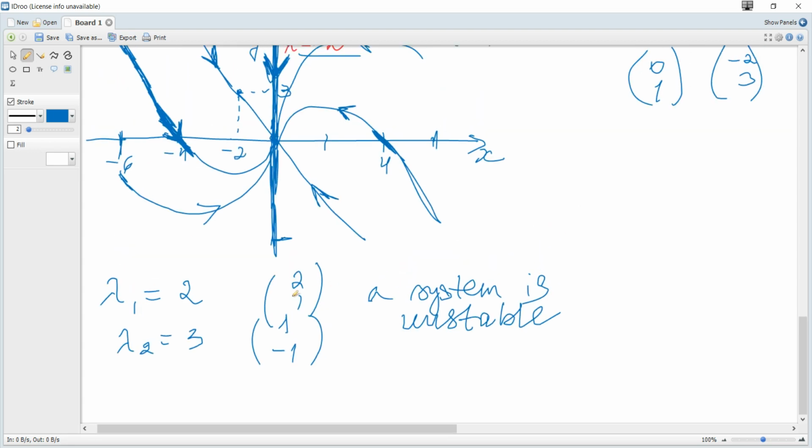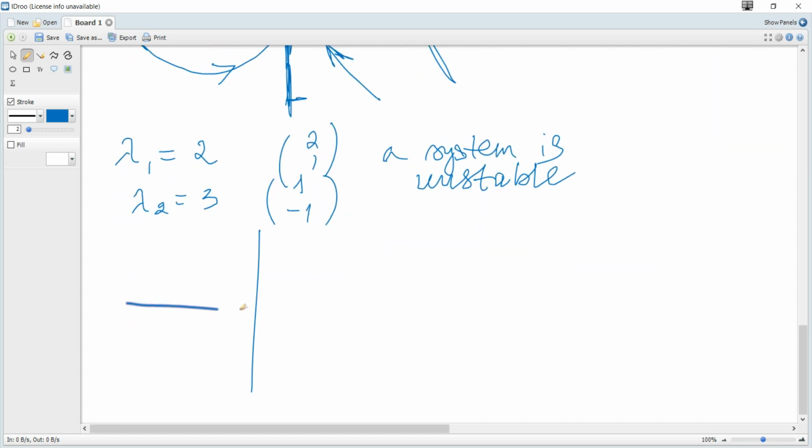Because if we write a general solution, e to the power of 2t plus e to the power of 3t, when t increases, e to some positive power also increases up to infinity, so the system is unstable. And again, you draw two vectors, (1, 1) and (1, negative 1). It's at 45 degrees, and all arrows will be away from the origin, and all trajectories will start from the origin.